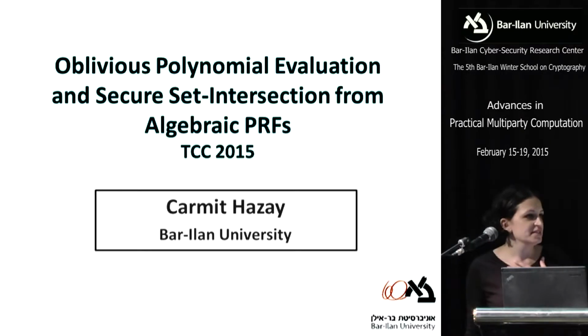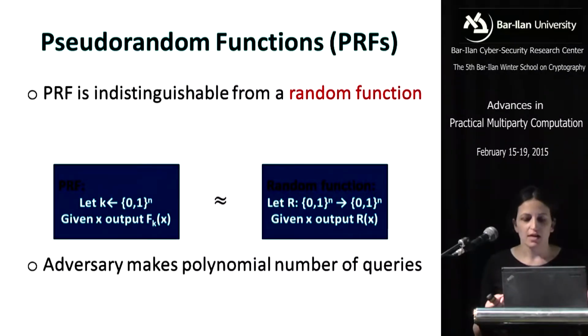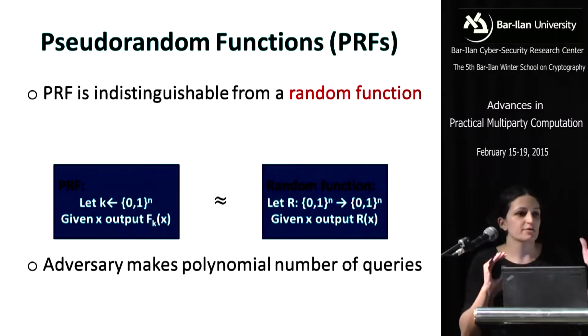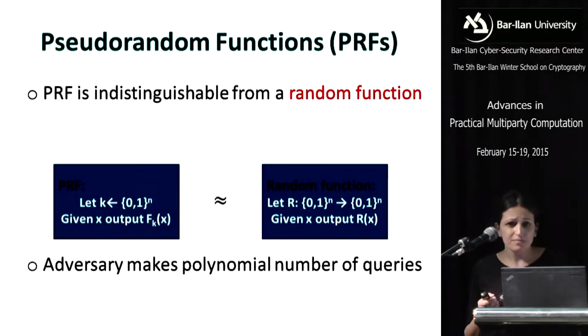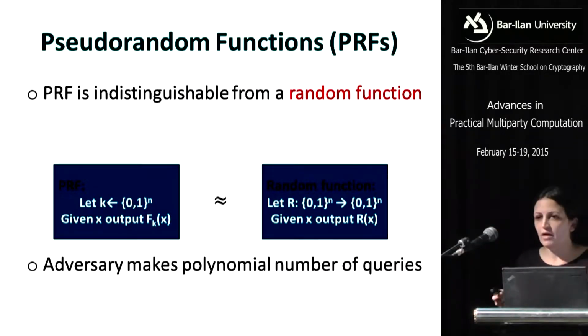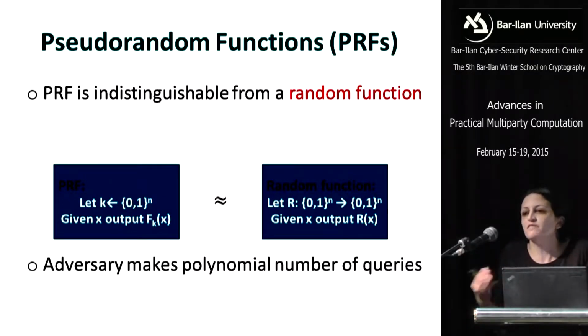So I'd like to convince you in this talk that algebraic PRFs are a very useful tool for secure computation. The starting point is pseudorandom functions, just to make sure we are on the same page. We think of a collection of functions such that if we pick a random function from this collection, the function's evaluations are indistinguishable from a random function. It's a very standard definition.